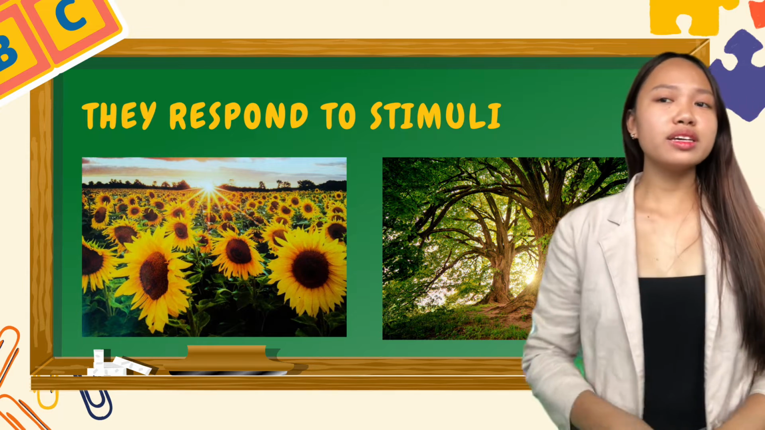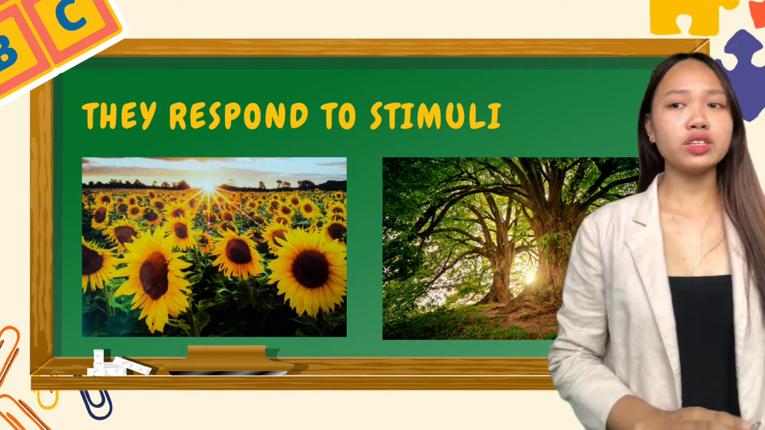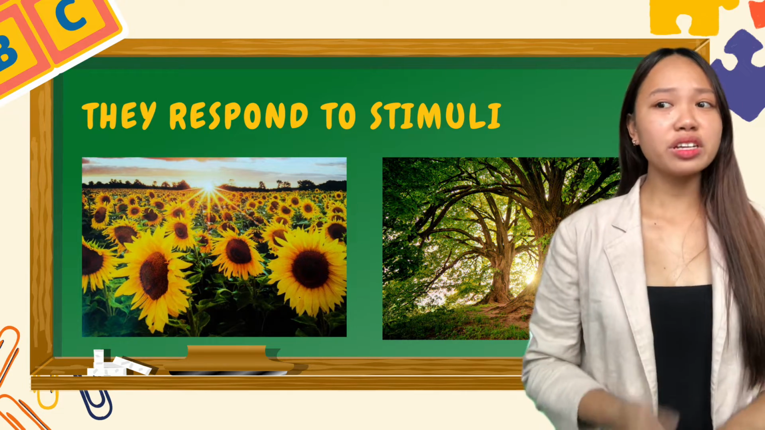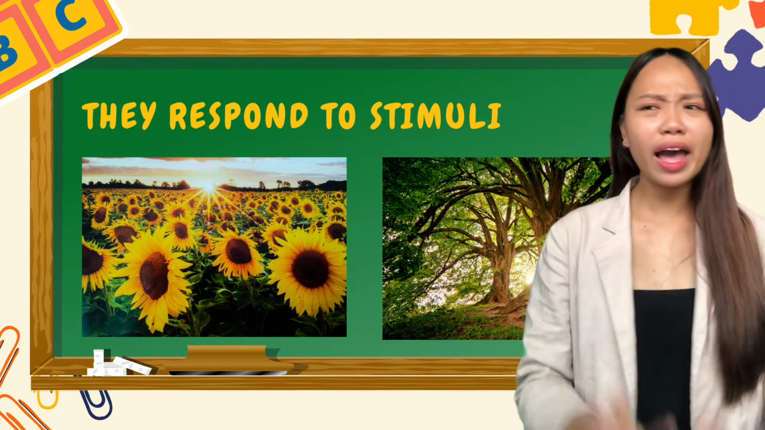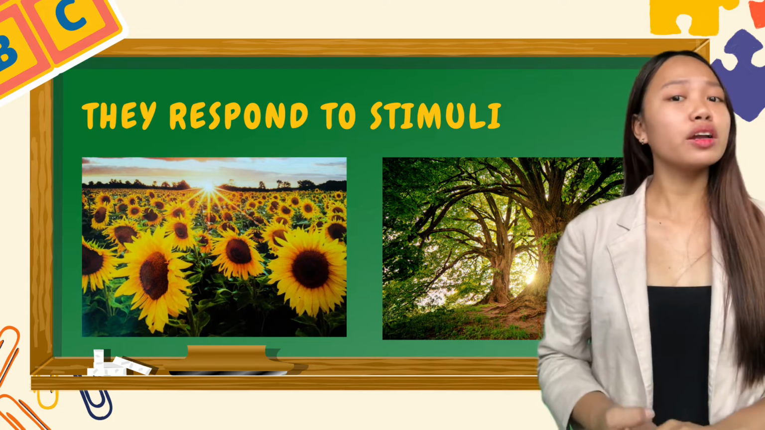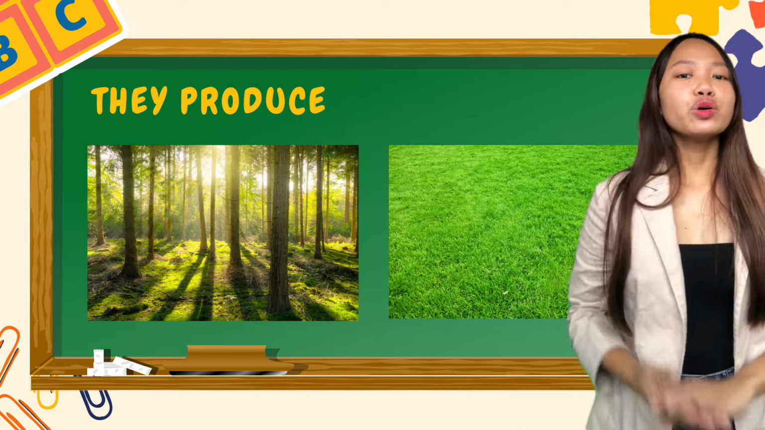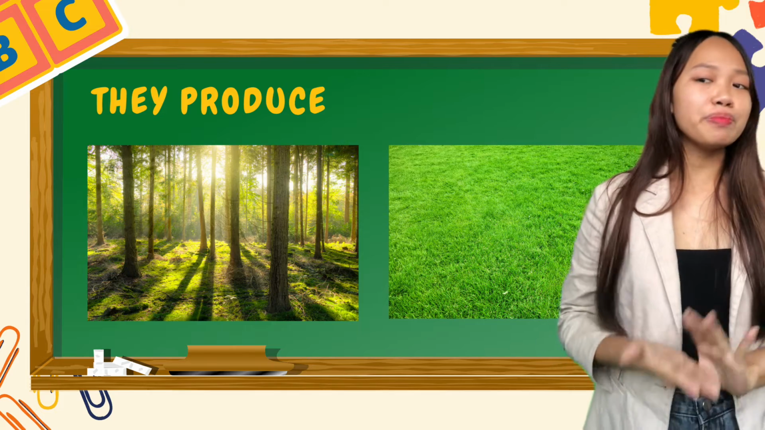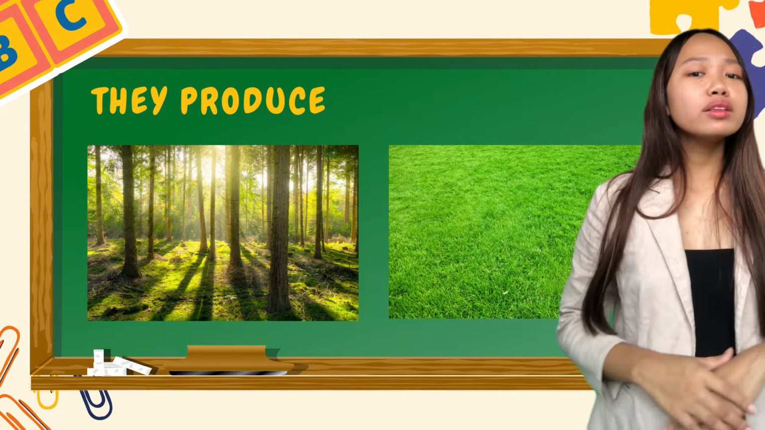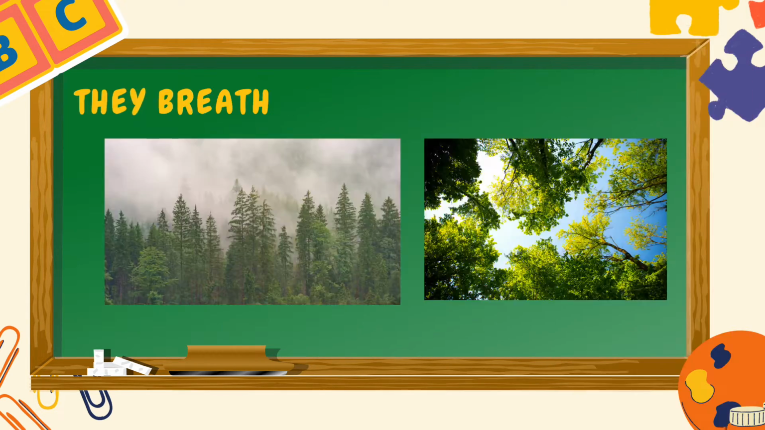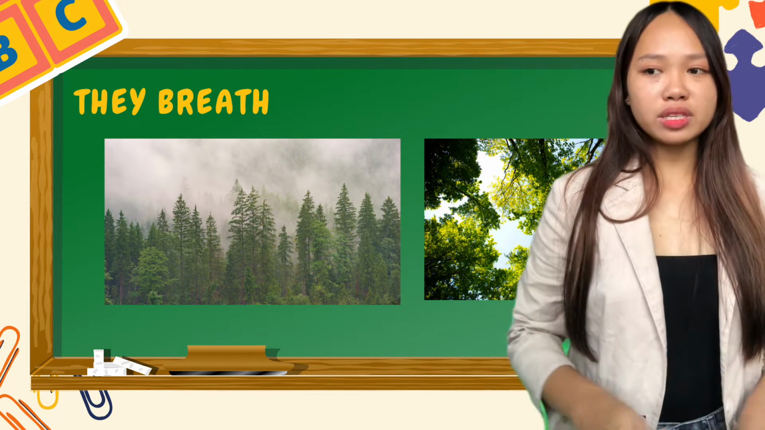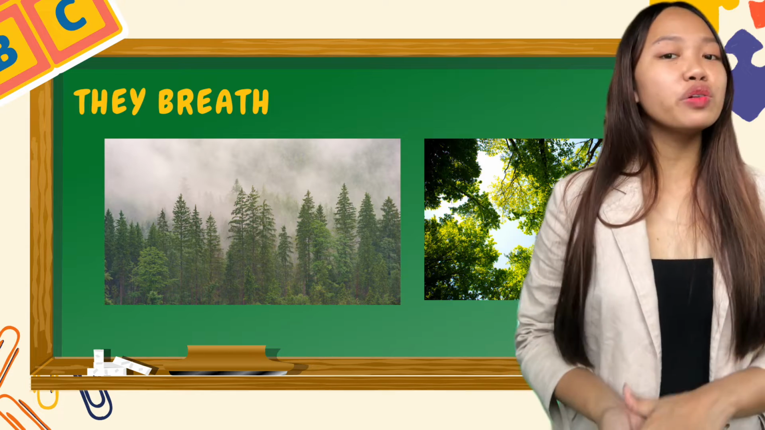The fourth one is they respond to stimuli. Plants detect and respond to stimuli in their environment, even though they cannot run, fly, or swim, as they are usually rooted to the soil. They reproduce. Plants reproduce through budding, vegetative methods, spores, wind, or through insects. They breathe. Plants require carbon dioxide to live and produce oxygen through photosynthesis.